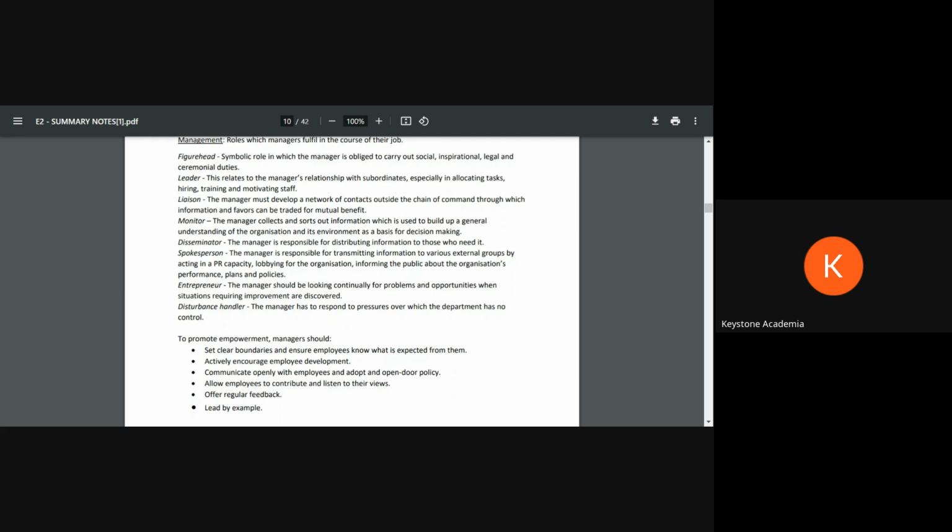Okay. So now let's look at the next bullet points. To promote empowerment, I'm not going to read the bullet points. I just want you to think about it. How do managers promote empowerment? I want every one of you to give one or two points. Empowerment can be basically... can you be a little bit louder, please?